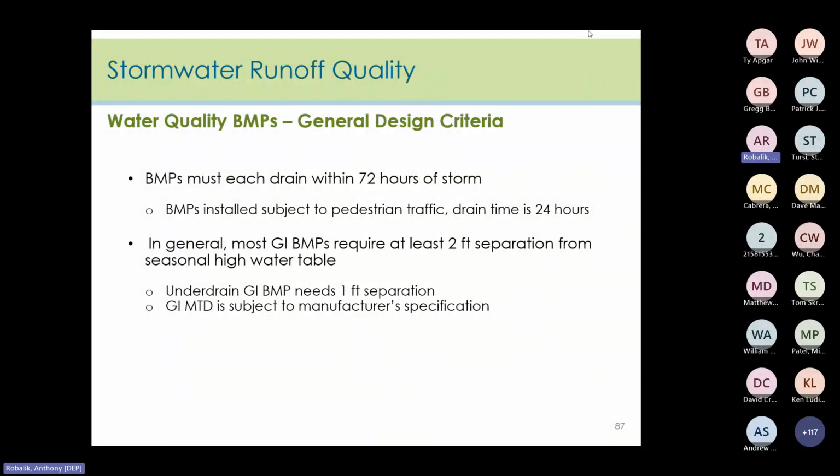Okay, so now moving on to some more specific details about the different water quality BMPs. There are some general design criteria that apply to all water quality BMPs. So all BMPs must drain down in 72 hours. If the BMP is installed adjacent to pedestrian traffic, the drain time should actually be 24 hours. All infiltrating BMPs must have a minimum 2-foot separation from the seasonal high groundwater elevation, and under drain GI BMPs must have 1-foot separation.